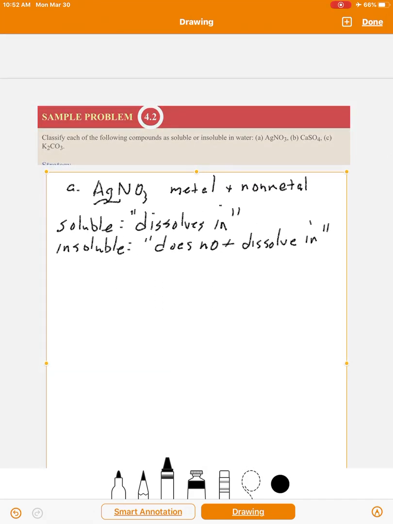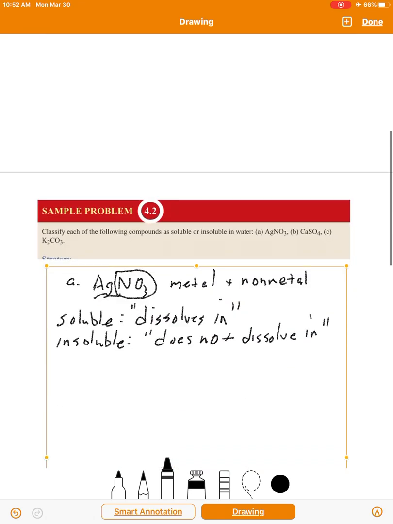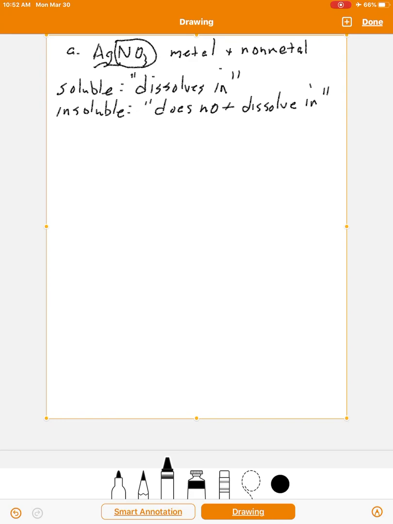And if you look at it, see how it's NO3? NO3 is nitrate. This is silver nitrate. The key here is that nitrate. That's soluble because if we come back up to the second rule at the top, compounds containing the nitrate ion, NO3-, are soluble and there are no exceptions. So from that discussion, we know that this one is soluble.